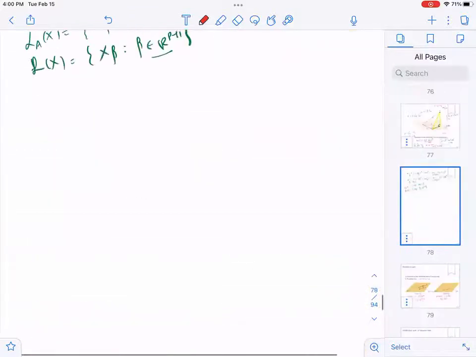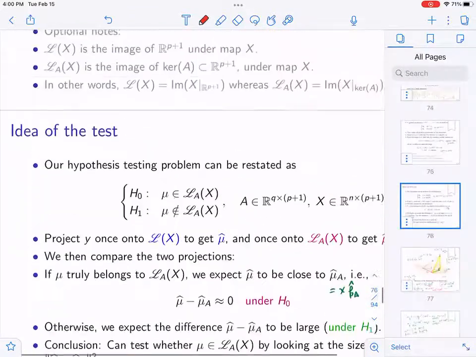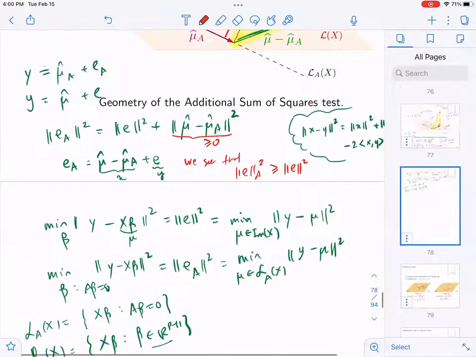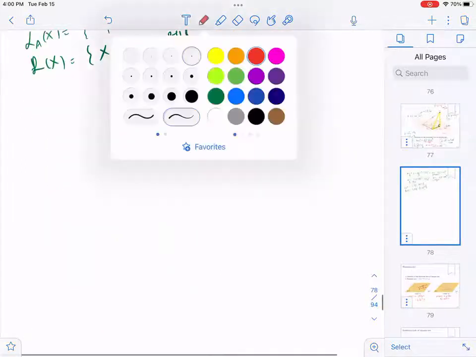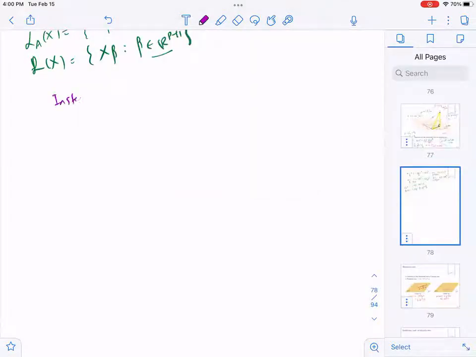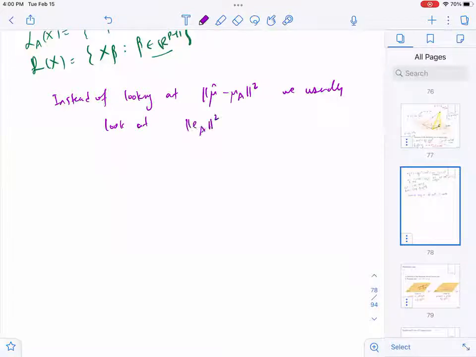What we're going to do is, equivalently, compare these two. So this squared is equal to the difference of this and this. So instead of looking at this, we usually look at the norm of EA squared minus the norm of E squared. These two are equal. So we compare the residual sum of squares.